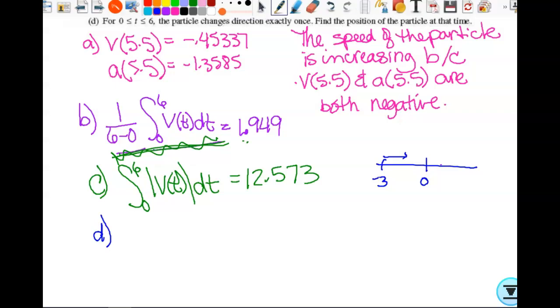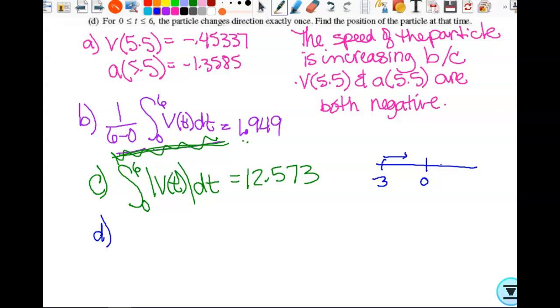Velocity. When velocity is positive, we're moving to the right. When velocity is negative, we're moving to the left. When velocity is 0, we're not moving, but we're also not going left or right. So that's when a change of position could happen, okay? Change of direction could happen.